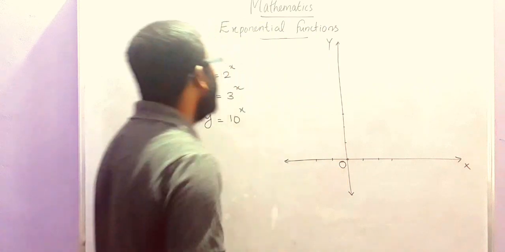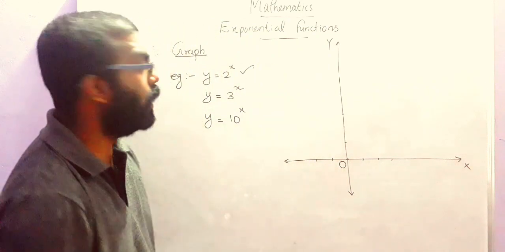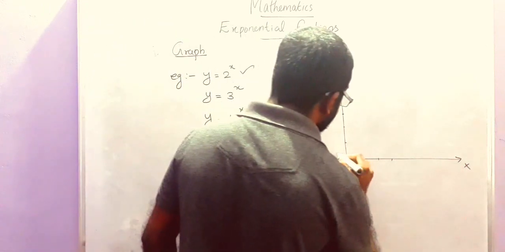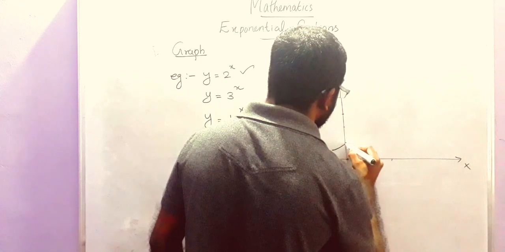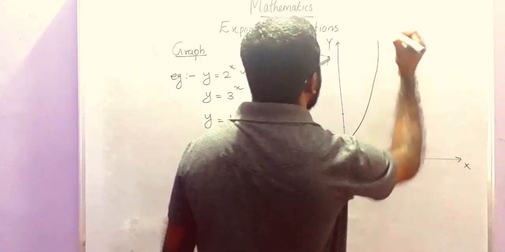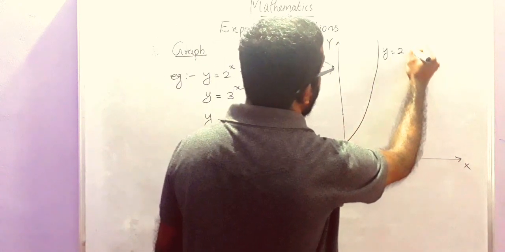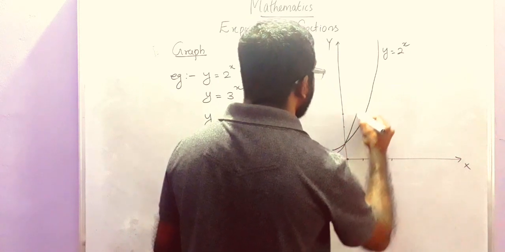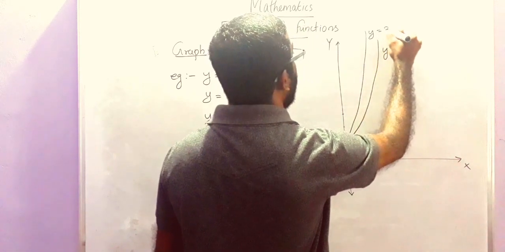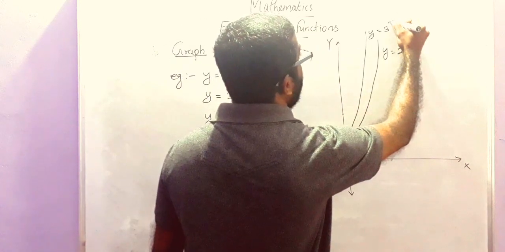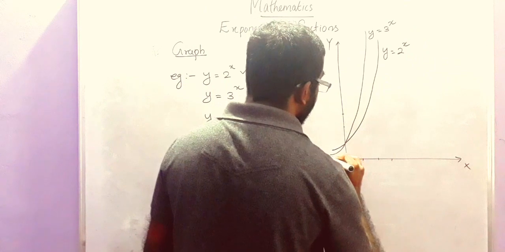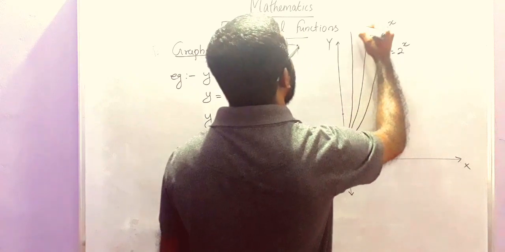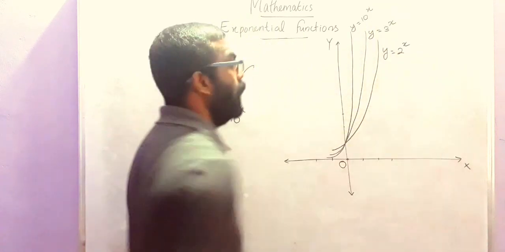First we can draw the graph of y is equal to 2 raised to x. Now I am going to draw a rough sketch of it. So this is y is equal to 2 raised to x, and y is equal to 3 raised to x, and y is equal to 10 raised to x.